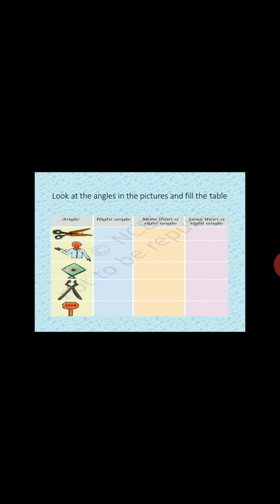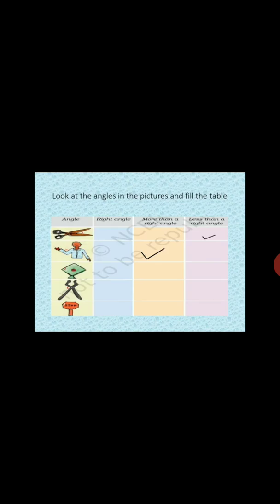Now look at these pictures. Now look at the angles in the pictures and fill the table. We have to fill the table and first we observe in this picture what angles they are forming. Look at the scissor opening, you can see that is less than right angle. So for scissor you have to tick on the column less than right angle. Now look at your elbow. Our elbow always makes a right angle. So it's a complete right angle. Now the next picture, this is more than a right angle.